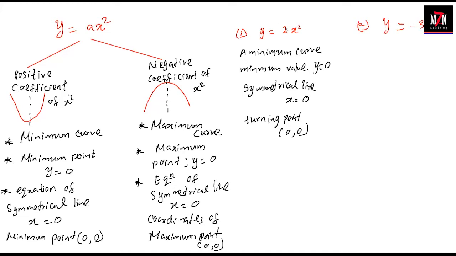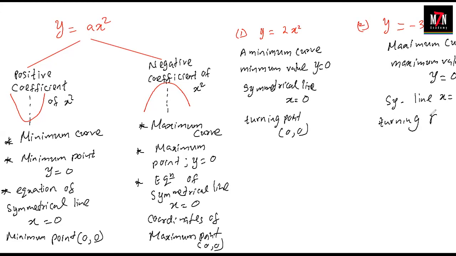Similarly, you can have another example, y equals minus 3x squared. Now this is the maximum curve. The maximum value is y equals 0, the symmetrical line is again x equals 0, and the turning point is again 0, comma 0. So these are some basic things of this type of graph.